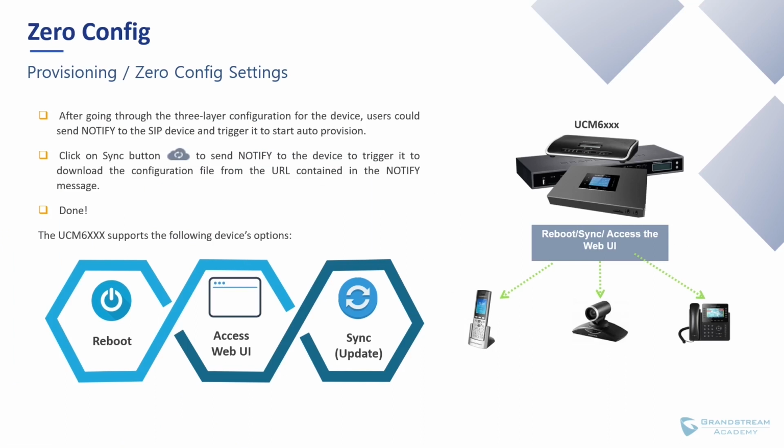After going through the 3 layers configuration for the device, users could send notify to the SIP device and trigger it to start auto provision. But you should remember that, depending on the provisioning way, the device, and the type of the configuration you wish to have on the device, users can choose to use either one layer or more. The UCM offers some options after the device is provisioned. You can reboot the device, access its web interface directly, or you can use the sync button to resend the notify and update the configuration.